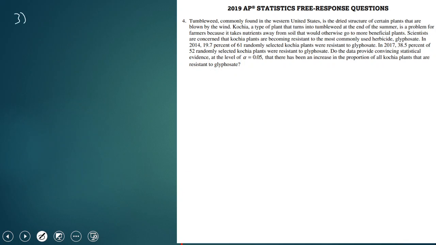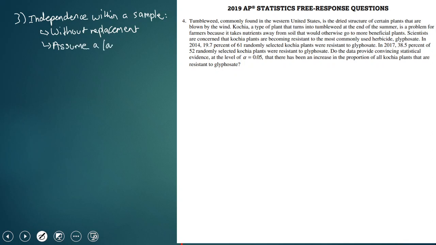Now for the third condition, talking about independence within a sample. We do this because we took a sample without replacement. Now it doesn't explicitly say that, but it is fairly obvious. You're not going to be selecting the same plant twice within a sample. Otherwise you wouldn't have 62 samples, you'd have 61 samples and one repeated twice. So in this particular case it doesn't make sense. We're not given any information on the population sizes, but we can assume that we have a large plant population size.